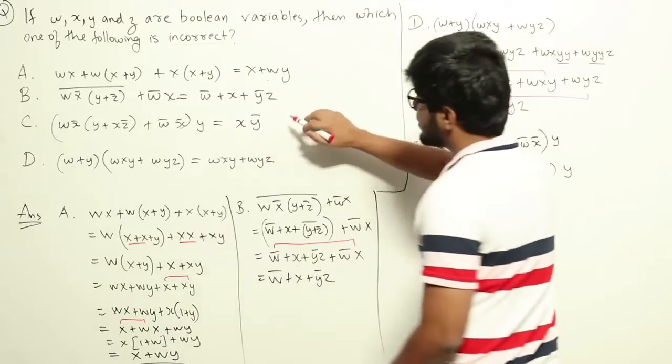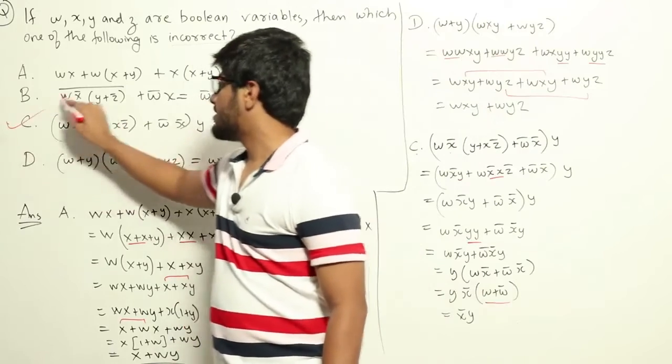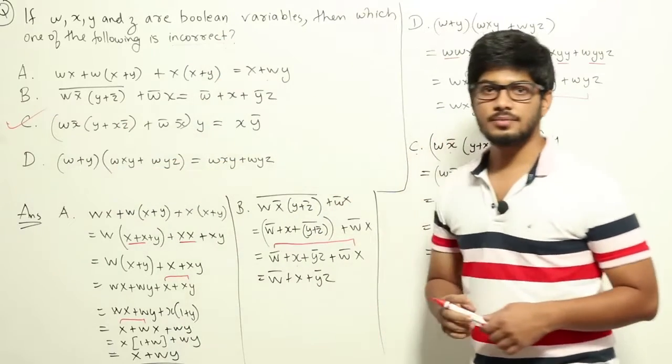But in the option if you see, they are given x y complement, which is not correct. So C is the right answer here. They are asking for which of these was incorrect.